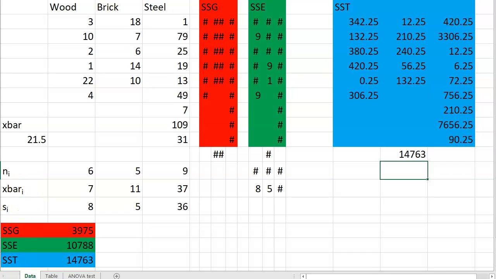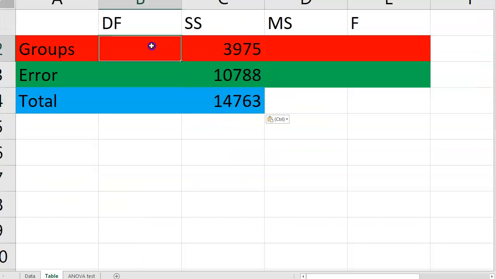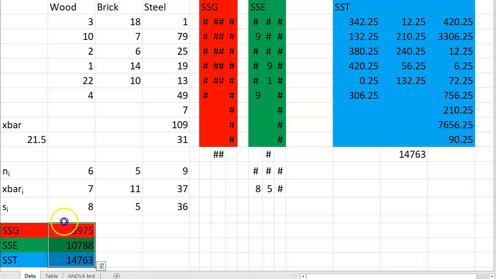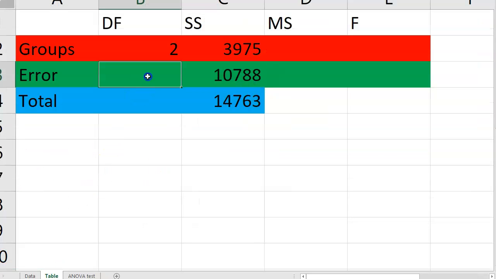Now I'm ready to put these into my table. There we are, my degrees of freedom. I have 3 groups, so 2 degrees of freedom. For error, let's see, I gotta go back and figure out the total sample size. Let's see, it was 20. So this is 20 minus 3 groups is 17. 20 minus 1 is 19. 2 plus 17 adds up to 19.